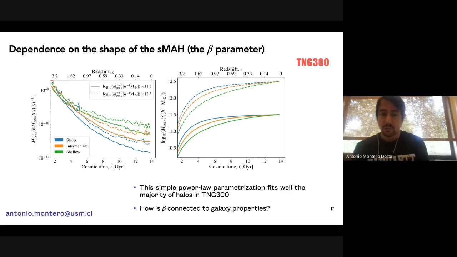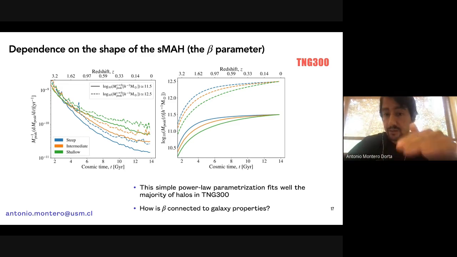So what we can see is that the galaxies in halos, so basically they're halos, that have a steeper beta, more negative beta, assemble their masses earlier on than halos that have shallower betas, independently of the mass that we use. That is more easily seen on the right-hand plot there that I'm showing.